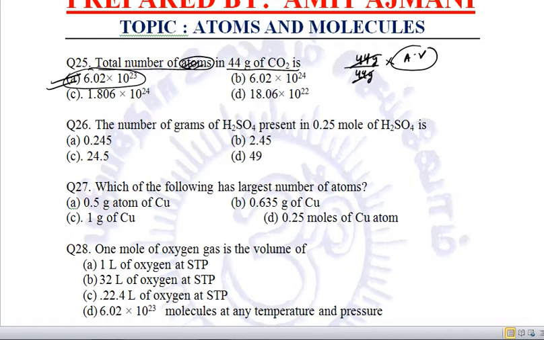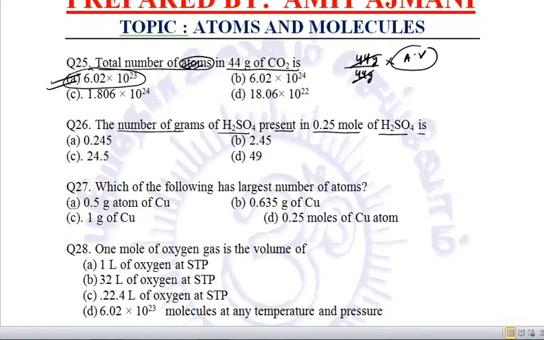Right? Now coming to the next question. In this next question, what is being said? The number of grams of sulfuric acid H2SO4 present in 0.25 mole of H2SO4 is, we have to calculate the mass actually. And what is the formula that we already know for mass?